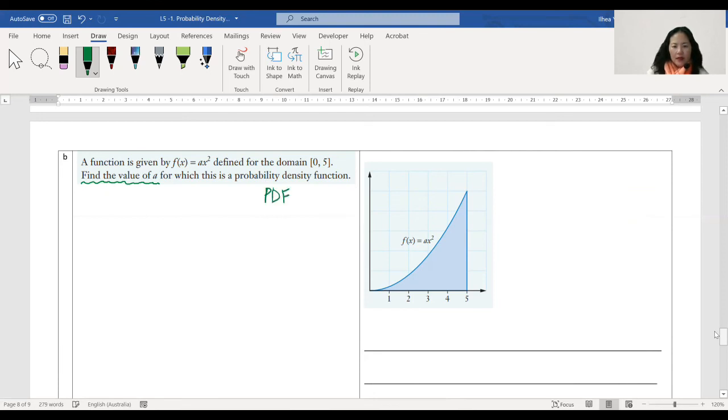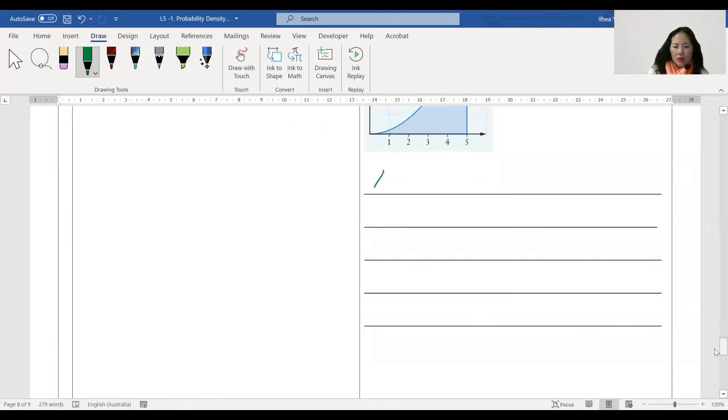And a PDF has an area of 1. Okay, so this was given information. We don't have to prove it. It was given to us. Okay, so now we just have to find the value of a. So, the integral from 0 to 5 of ax squared dx equals 1.